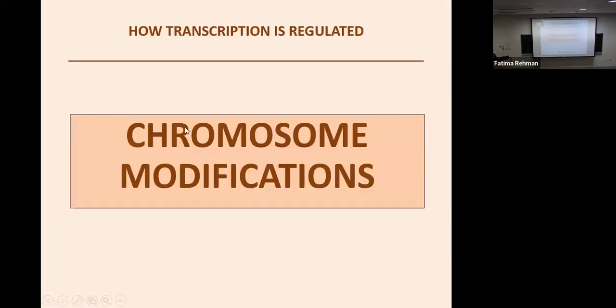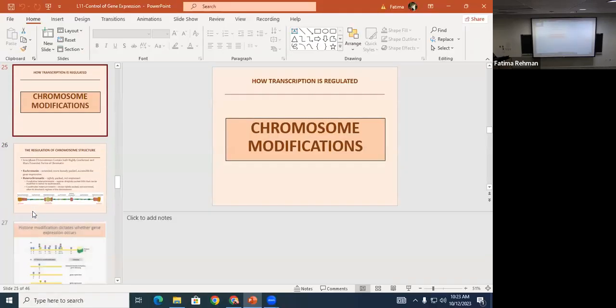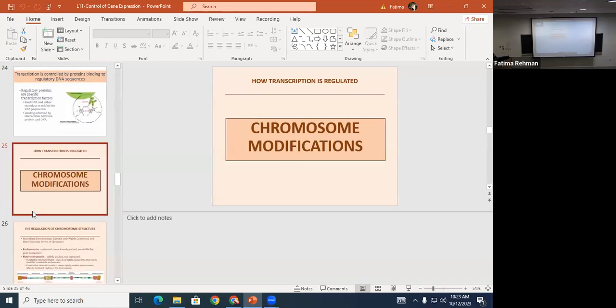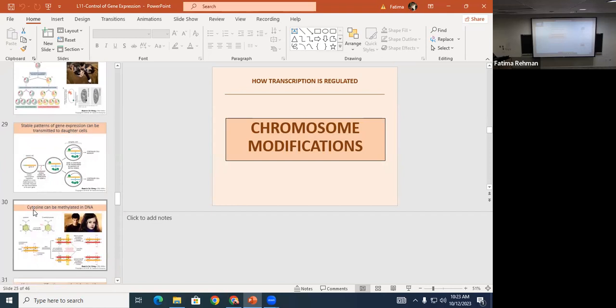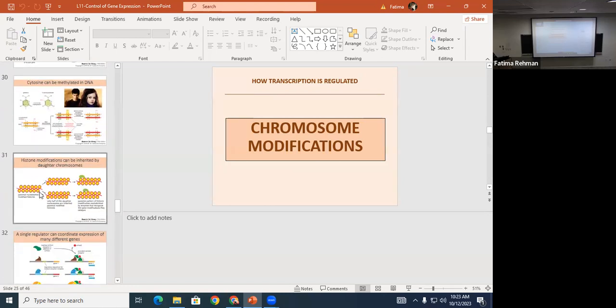Okay, so we finish at 10:40, right? So I'm going to stop here and we'll talk about our chromosome modifications next time. We'll start from chromosome modification next time and talk about all the fun things related to methylation of DNA. And we're going to go ahead and talk about our discussion question now.